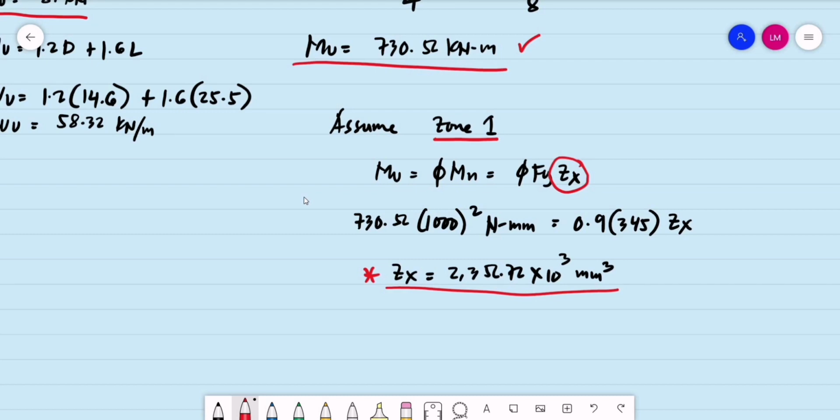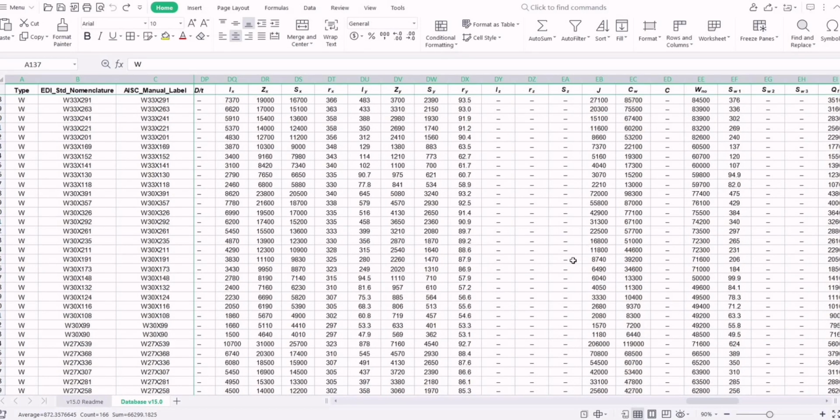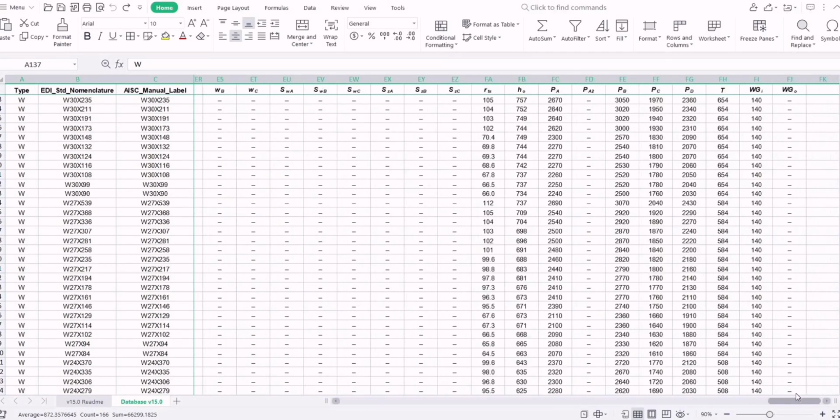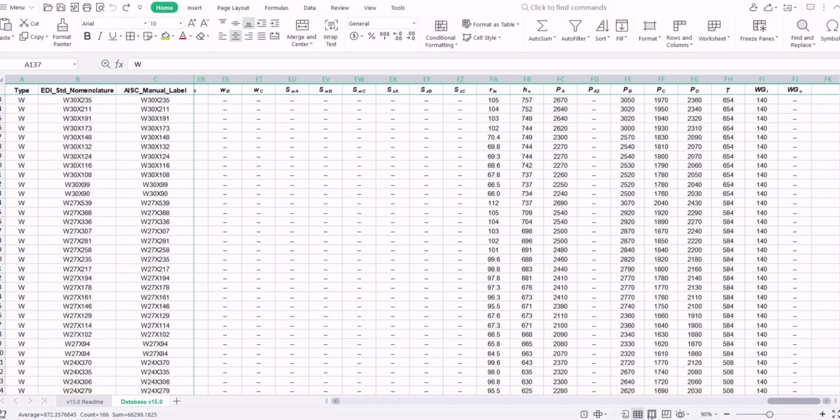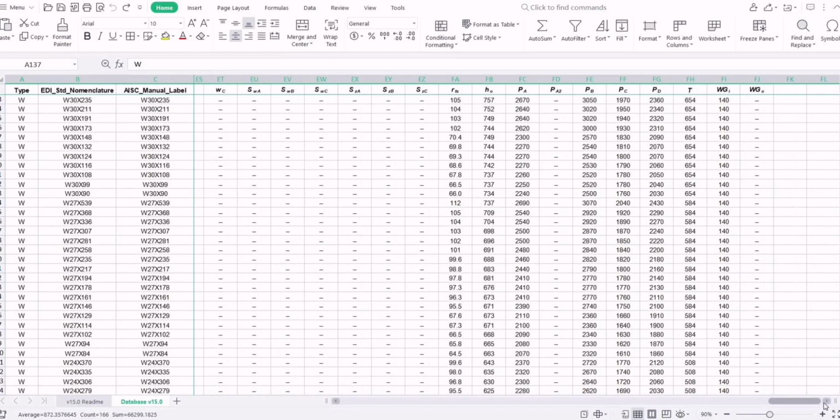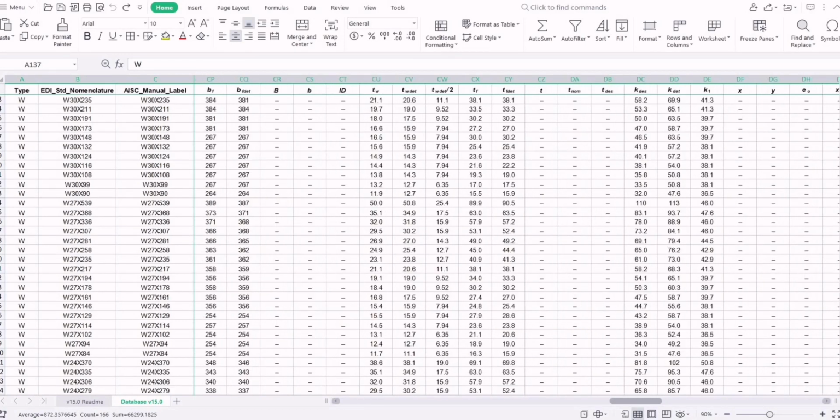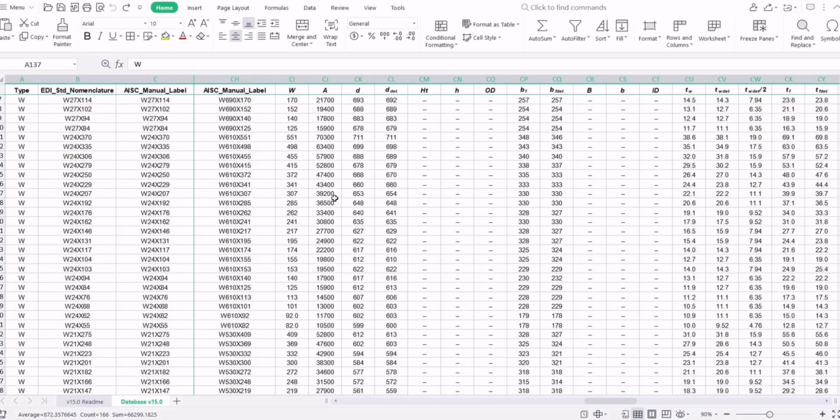Then we need to look for a section with a value of plastic section modulus greater than 2352.72. So we go to our database. We are going to check the value of the section modulus in millimeters. Here, so we go to the 2000.